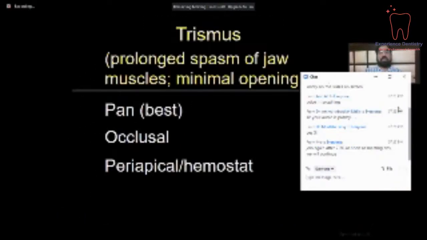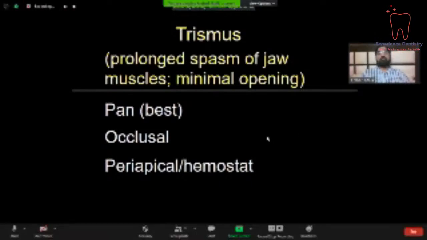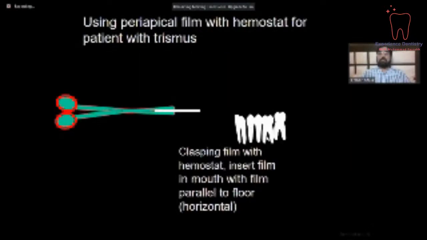Then is the trismus. Trismus is a prolonged spasm of the jaw muscles, due to pericoronitis or any other problem. For that, you can best use the panoramic view or occlusal view, or periapical if you want to take it with the hemostat. And that we are going to describe like this. This is the limitation of the opening of the mouth.